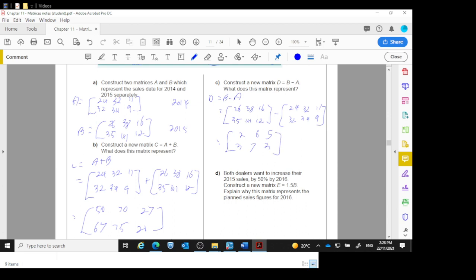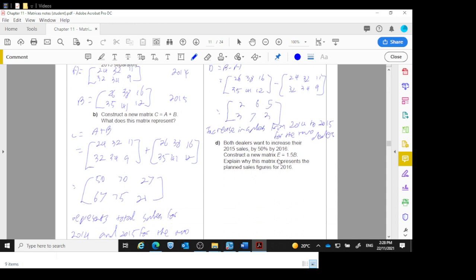And what does this represent? Well, really, it's the difference between 2014 and 2015. So it's the increase in sales from 2014 to 2015 for the two dealers. That's what it is. It's the increase in sales for them.